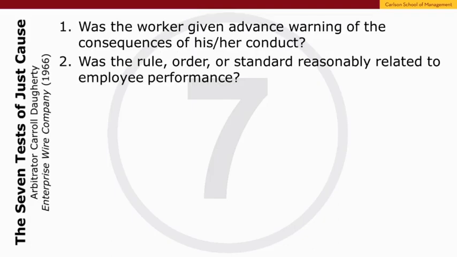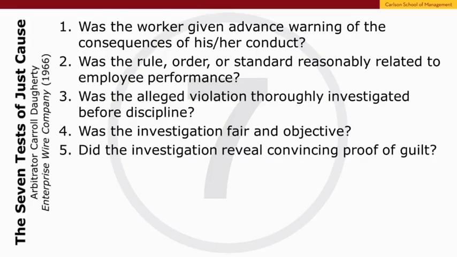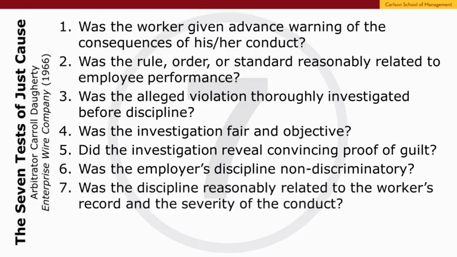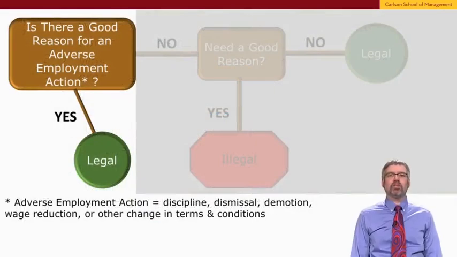The first 2 of these tests focus on the nature of the termination and was it related to job performance. The next 3 relate to having a fair and objective managerial investigation that reveals proof, not just supposition or speculation of guilt. And the last 2 try to ensure that the discipline or discharge was non-discriminatory and that the punishment fit the crime. And I submit to you that these are good practices for any manager, even those of you managing in an at-will environment.